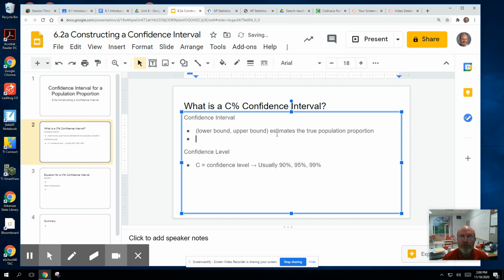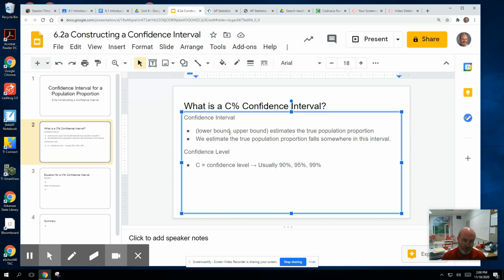And what we're saying when we construct this confidence interval is that we estimate the true population parameter, the population proportion in this case, falls somewhere in this interval. We don't know exactly where. It is just as likely to be very close to the lower bound as it is to the upper bound. It may be in the middle. It could be anywhere in there.